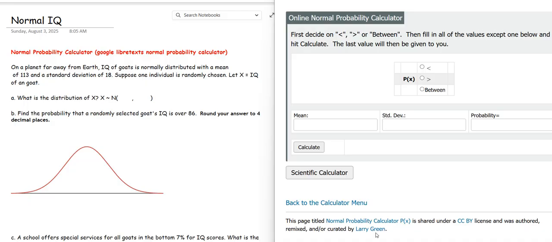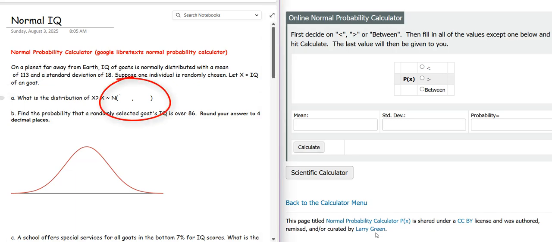So this is a normal distribution, and we're going to fill in the mean, which is 113, and the standard deviation, which is 18. And for part B, find the probability that a randomly selected goat's IQ is over 86. Then here's the picture. The mean is here at 113, that's the center. And so 86 is over here.